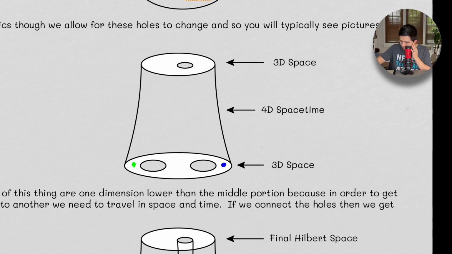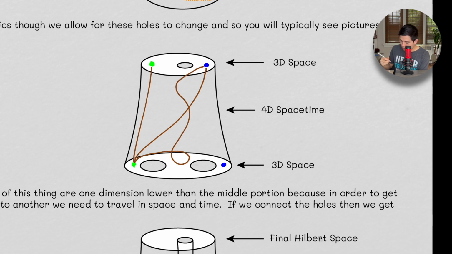So here's our blue dot up here, and here's our green dot here. Well, if we want to get from green dot to blue dot, we have to travel through time. So one of our paths might look like this. Okay? If we don't move at all, our path might look like this. Right? We might have a path that looks like this if we want to get from green to blue.